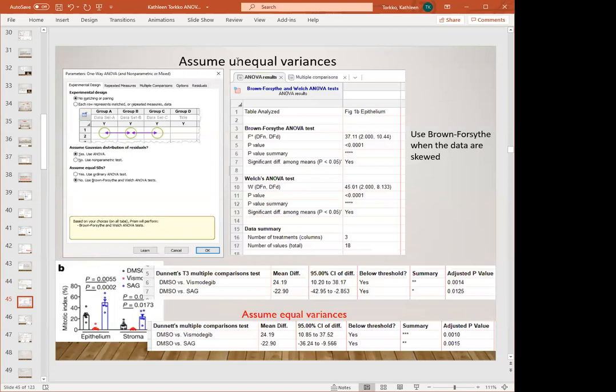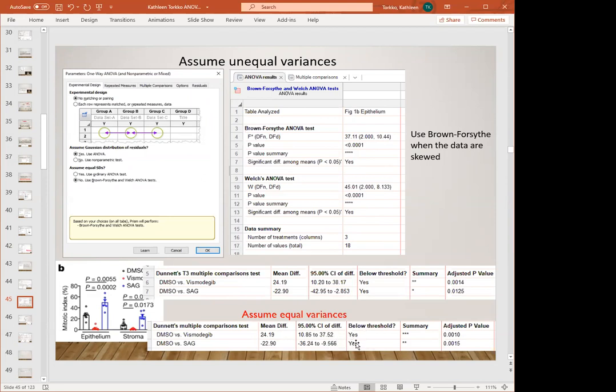If you assume unequal variances, you can ask to do the Brown-Forsythe test, which here's the result. The Brown-Forsythe test you usually would use over the Welch's ANOVA when you have skew in your data, but both say that they come to the same conclusion as when we assumed equal variances, that there is a difference in at least one group. And here is the multiple comparisons test for assuming unequal variances. Again, the conclusions are the same.